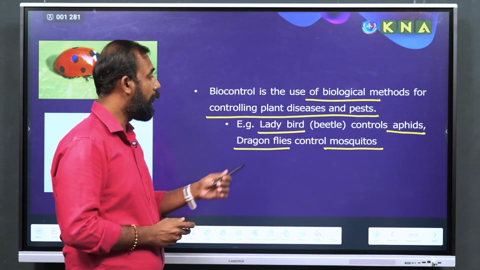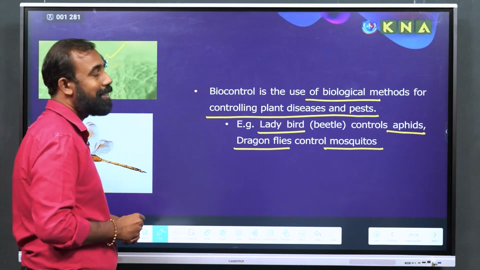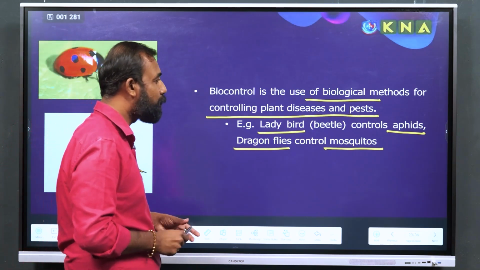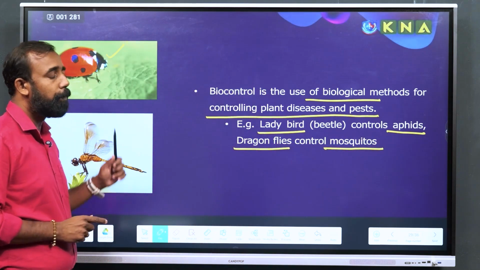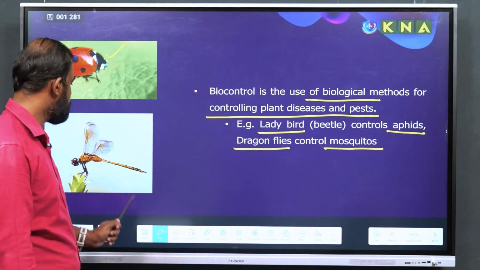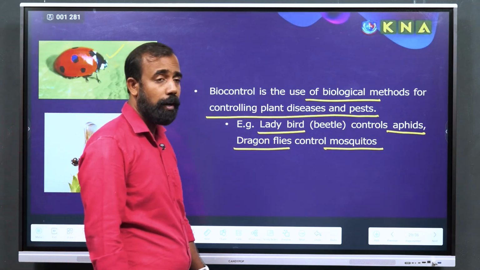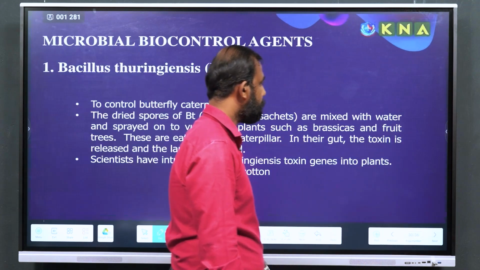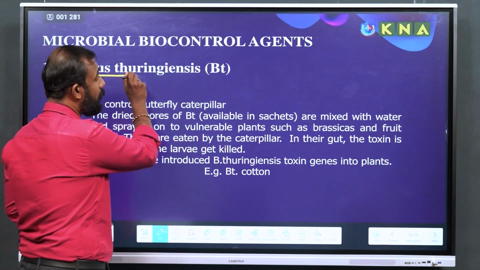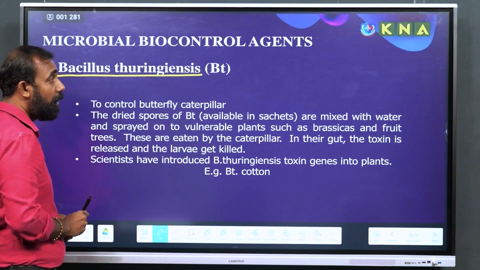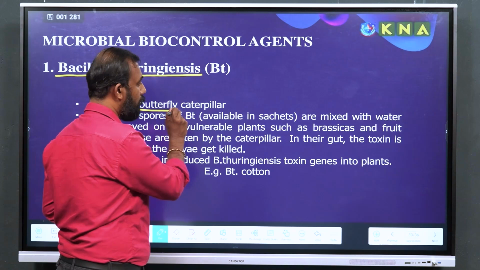Okay, so this is a ladybird. The ladybird is used to control aphids and dragonflies control mosquitoes. And there is a bacterium called Bacillus thuringiensis. This bacterium is used to control butterfly caterpillars.